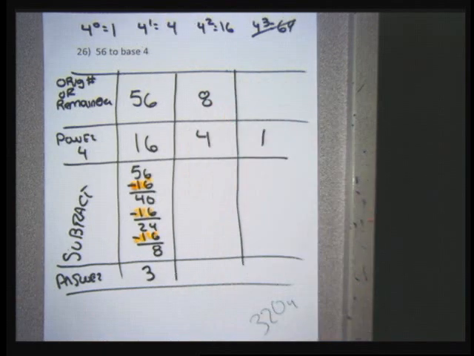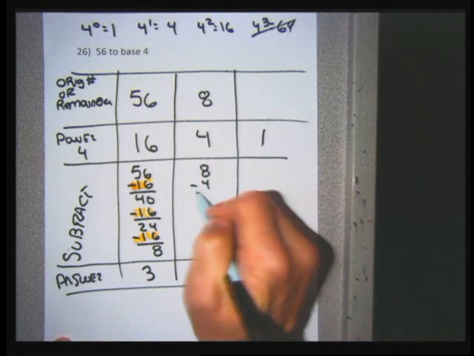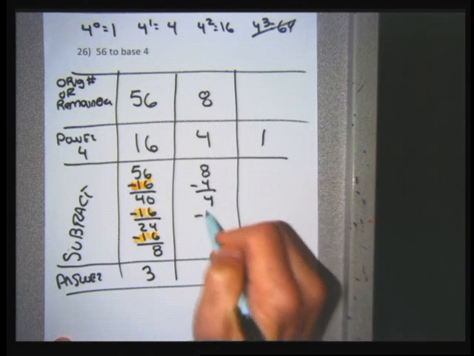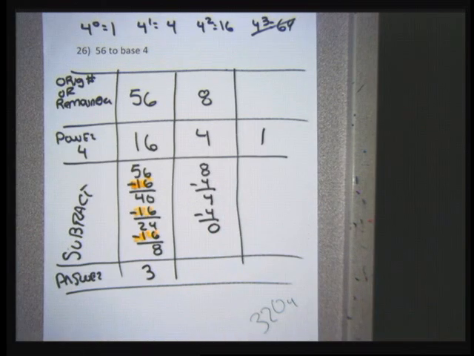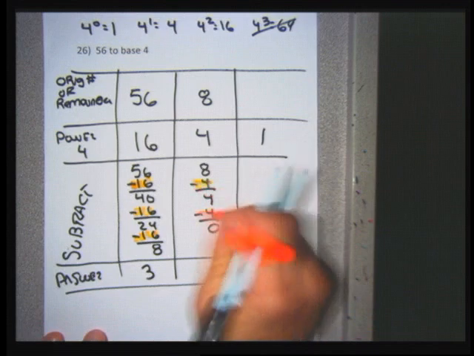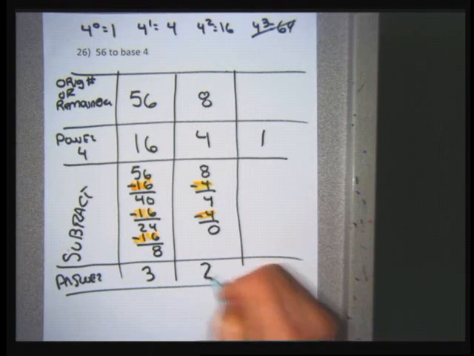And now I'm going to start subtracting 4. So I'm going to go 8 minus 4 is 4. 4 minus 4 is 0. I'm down to 0, so I'm done with that column. At the bottom of the column, I'm going to put 2 for the 2 times I could subtract 4.